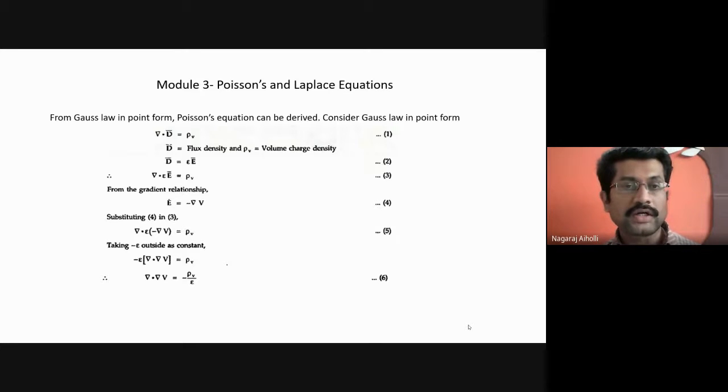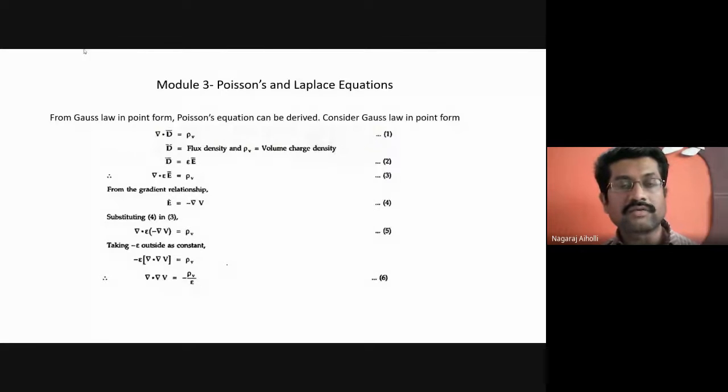Now, from the Gauss law in point form, it is possible to derive the Poisson's equation. Let us consider the Gauss law in point form. The Gauss law in point form is given by del dot D bar is equal to rho v. Where have we come across this equation? This is the Gauss law in point form. It is called Gauss law in point form or Gauss law in differential form.